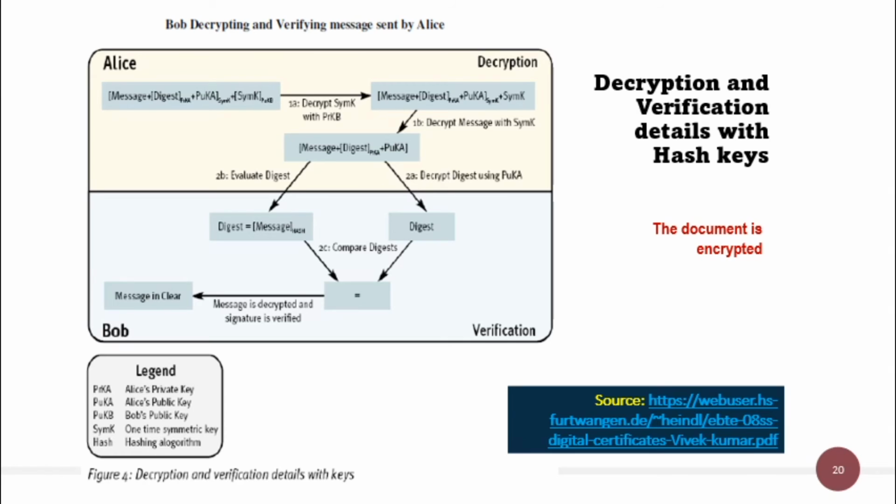So the process is the same, but now the document is encrypted, so it must be decrypted. After the document is decrypted back to plain text, it can also be verified that it is from Alice, since the hash is the same after verification. So Bob will be certain that the message is clear and it is sent by Alice. Okay.